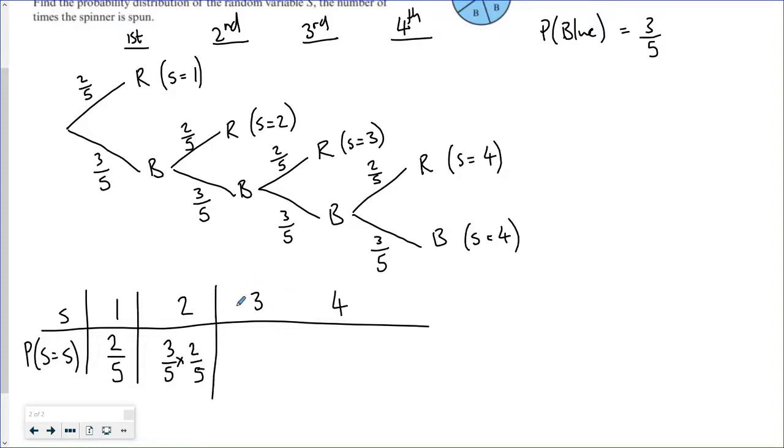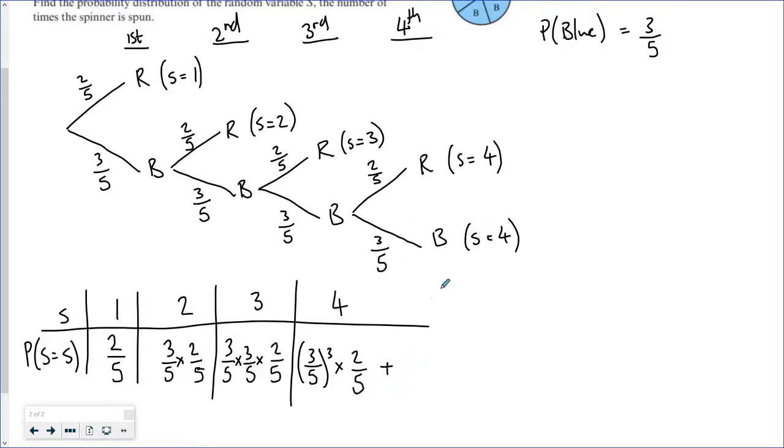There's only one way of getting S to be equal to 3. That would be blue, blue, and then red. So that's going to be 3/5 times 3/5, and then we have to go down this branch to make sure that we get a red one on the third spin. And then for S equaling 4, there's two ways to get it. It's this outcome, or this outcome. So the probability of this outcome is 3/5 times 3/5 times 3/5, and then times 2/5. I'm going to write that as 3/5 cubed, and then times 2/5.